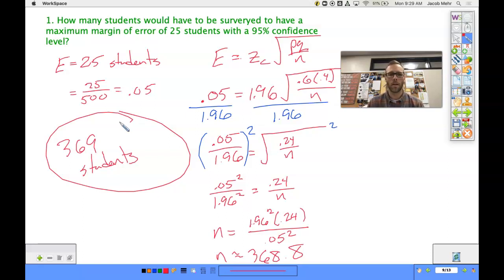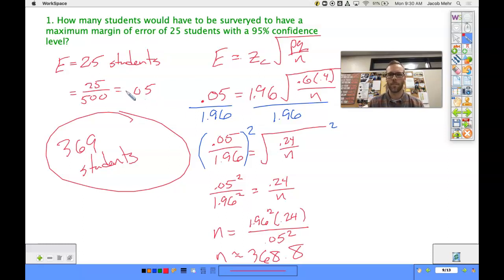Now, if I were to go back through this again, I would see that my error would be shrunk from 10% down to 5%. We'd be within 25 students. Interesting thing in this, the high school only had 500 students. If you're going to survey 369, you might as well try to survey all of them. Might not happen due to different issues that could come up, student absences, things like that. But if you have at least 369, your error is only going to be 25 students.